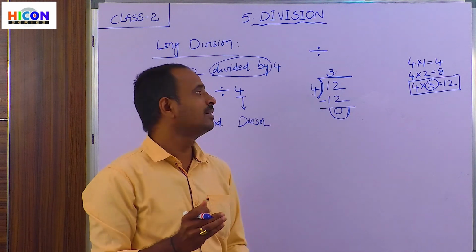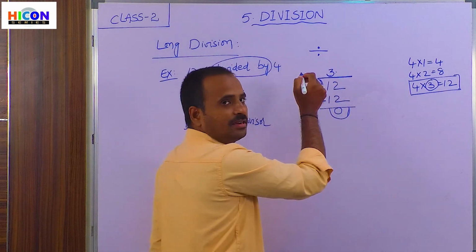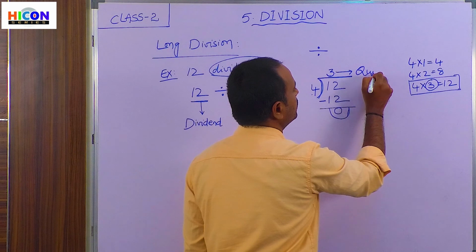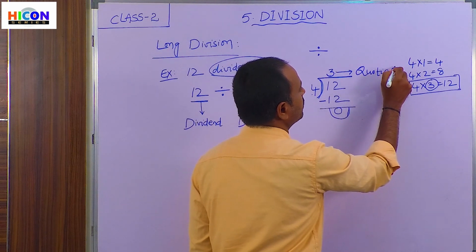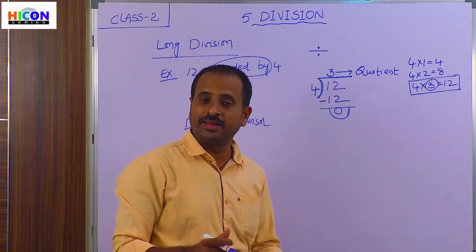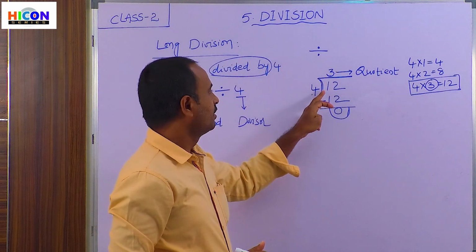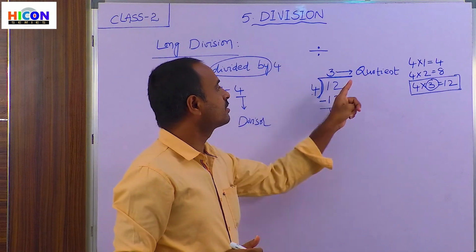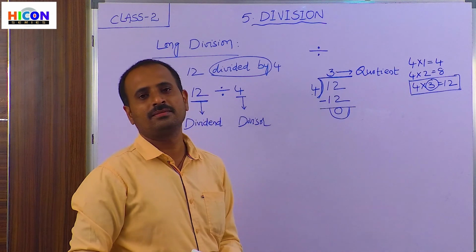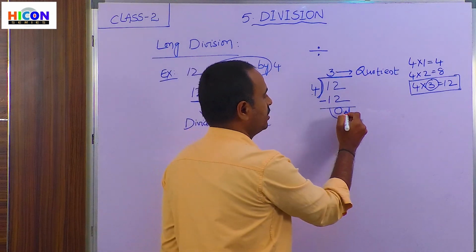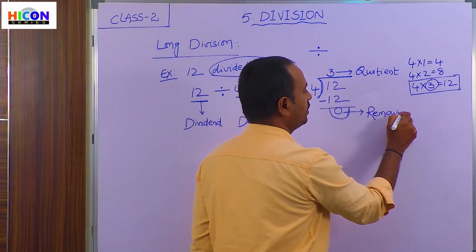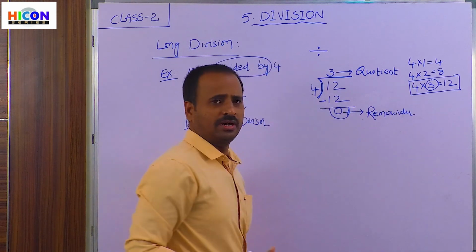So what is the answer? Here 3 is the answer. This 3 is called quotient. Children, the number we have written above the line on the dividend is called quotient. Here 3 is called quotient and 3 is the answer. And what is 0 called here? This 0 is called remainder.